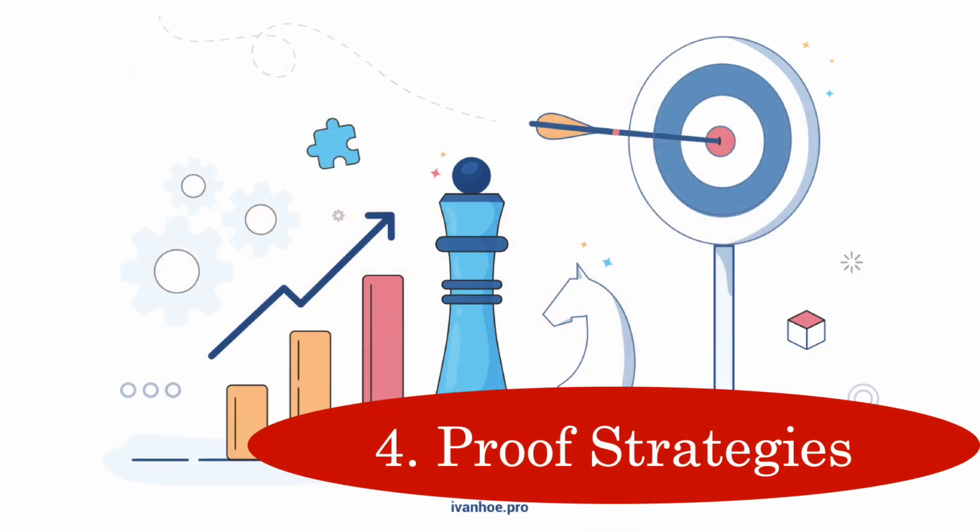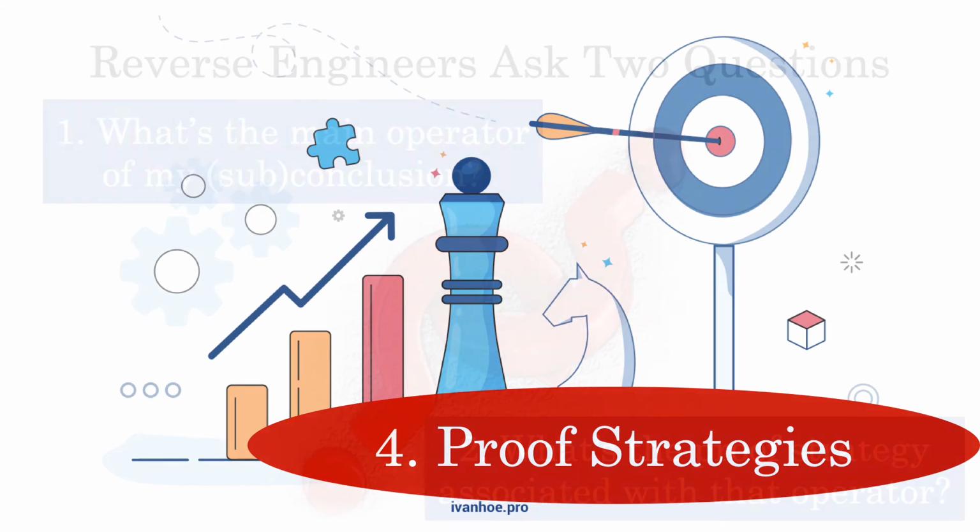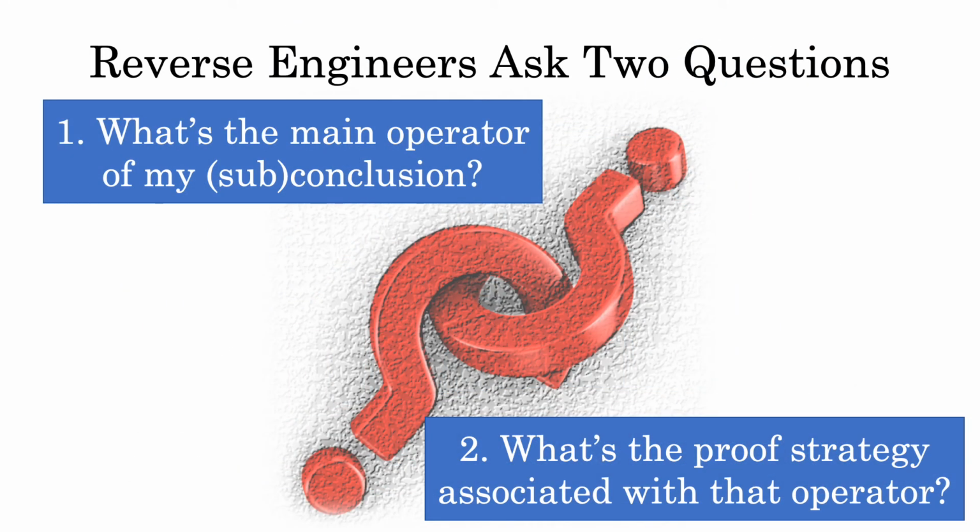Finally, let's add to our proof strategies. Recall that the core idea behind proof strategies is reverse engineering your proofs on your scratch paper and then bringing that to your final product. Furthermore, recall that reverse engineering basically involves two questions, and you should be asking yourself this at every step of your proof. What's the main operator of my subconclusion or my conclusion? And what's the proof strategy associated with that operator? At this point, I'm going to assume that you know how to identify the main operator of your subconclusion. And all I'm going to do is show you that with conditionals and biconditionals, there are a few more proof strategies that arise when those end up being your main operators.